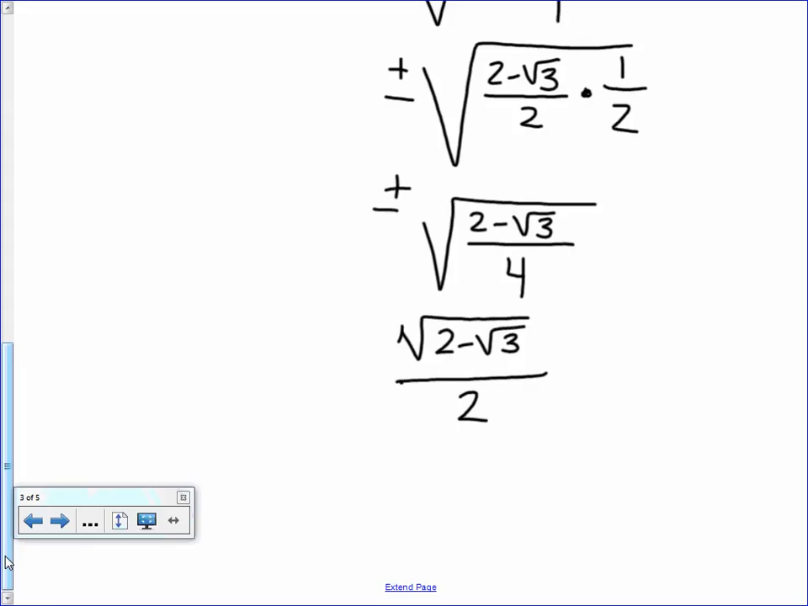These are called the half angle formulas. Basically, you're going to always end up having the square root of 2 minus. This could end up being a 2 or a 3 divided by 2. So, moving on. Okay, last part.